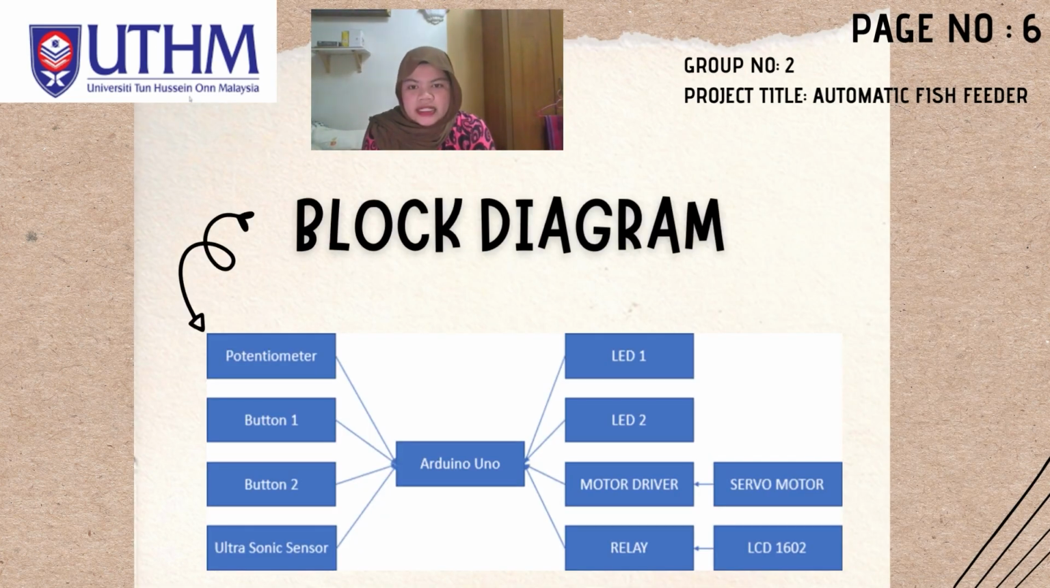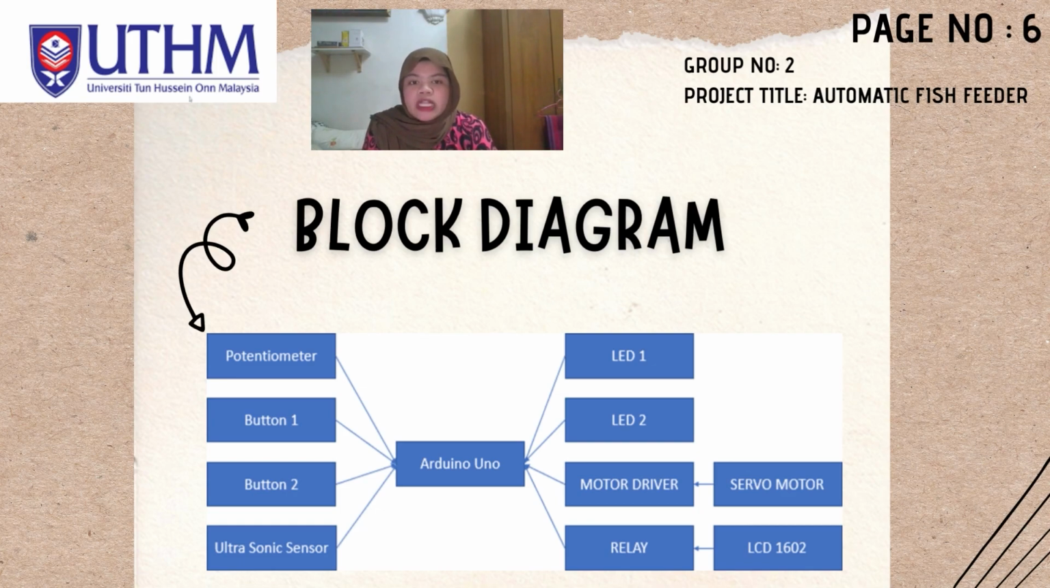Next is the system block diagram for the automatic fish feeder. It illustrates the functional view of the automatic fish feeder system. Button 1 and button 2 function to set the time and to act as the select button. The ultrasonic sensor will detect the food in the container and give an input signal to the Arduino Uno.